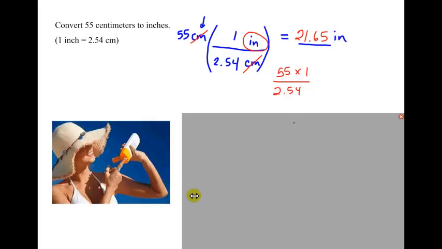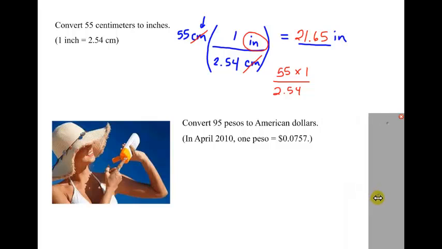Well, when we got off the boat and went in, this is what we saw. The sunscreen cost 95 pesos, and then 1 peso was equivalent to 0.0757 American dollars. So just about 8 cents. Let's figure out how much I paid for that sunscreen. Again, we're going to start with the 95 pesos that we have. Leave some space, and I'm going to let that equal how many American dollars.